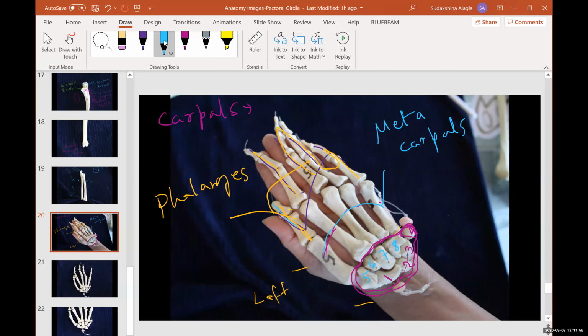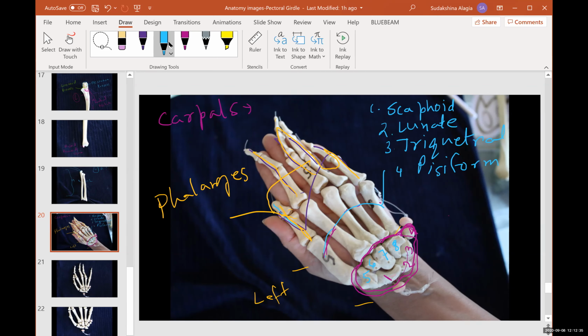The names are, number 1 is scaphoid. I'm going to erase the metacarpals. I'm just going to write the names. I'm going to write them all in blue. Scaphoid, lunate, triquetral or triquetrum is the same thing. Triquetral, pisiform. So 1, 2, 3, 4.